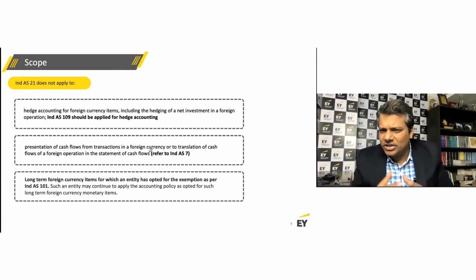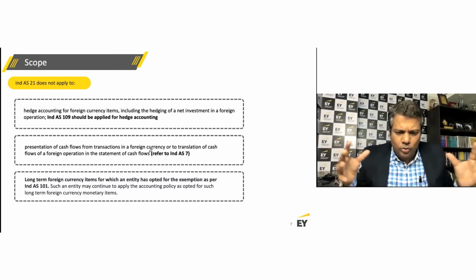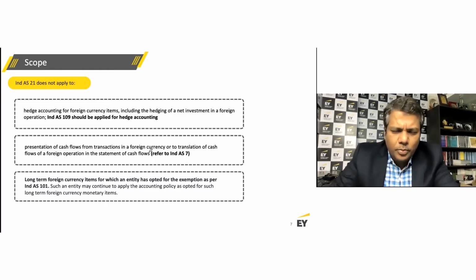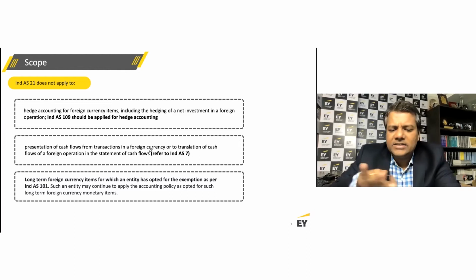So to put things in perspective, Ind AS 21 helps you deal with the accounting for all your transactions in foreign currencies. And if you have foreign operations, how do you bring it all together and use the presentation currency or reporting currency? So how you do the translation and how you deal with the transactions. It scopes out derivatives or hedging related matters, which are covered in a great degree of detail in Ind AS 109.